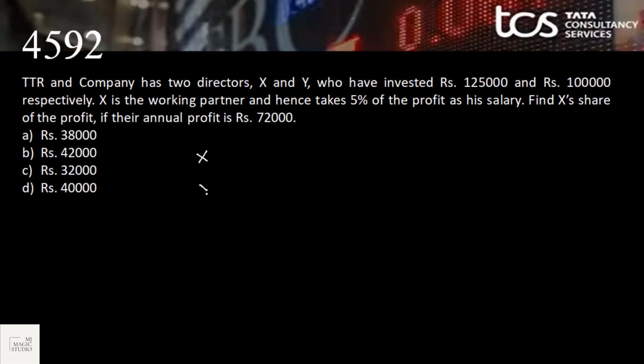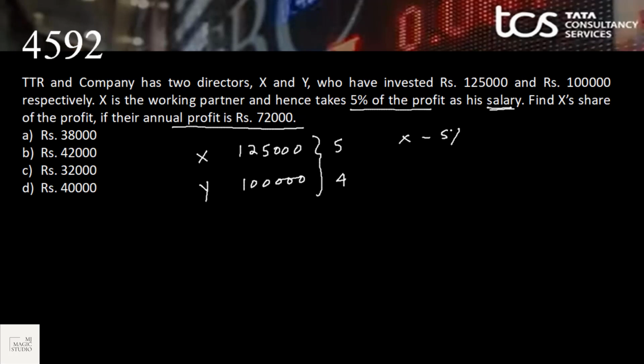TTR and company has got 2 directors, X and Y, who have invested 1,25,000 and 1 lakh respectively. X is a working partner and hence takes 5% of the profit as his salary. The profit ratio is 5:4. Find X share of the profit if the annual profit is 72,000. First, X will take 5% of 72,000. That would be 5 by 100, 1 by 20, 3600 out of 72,000.